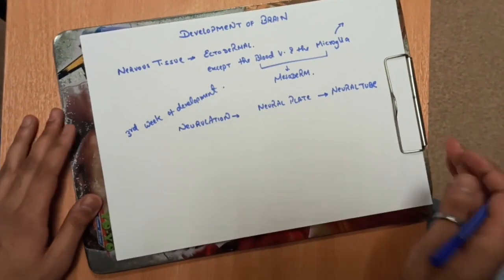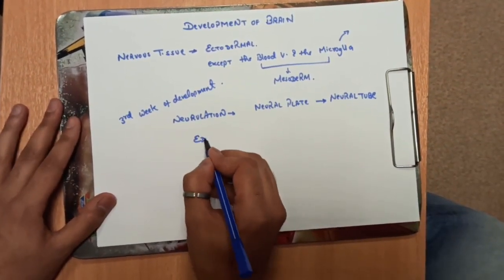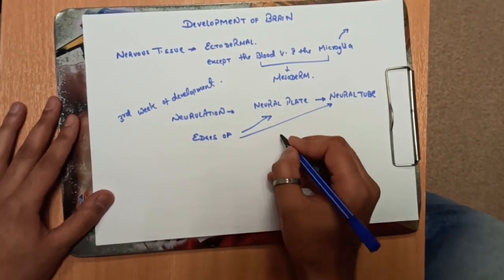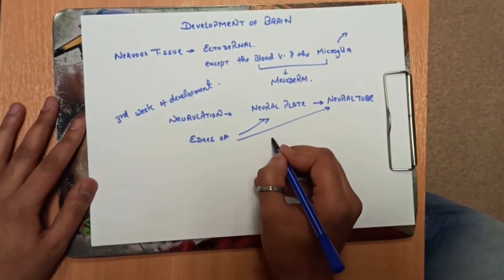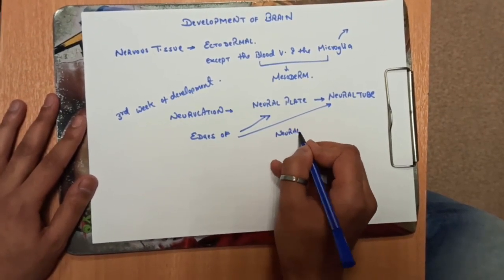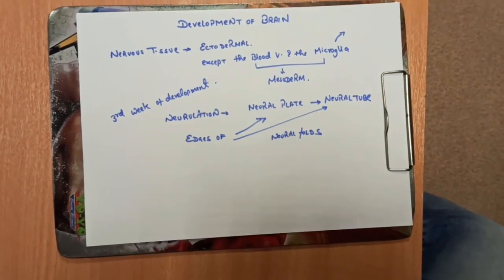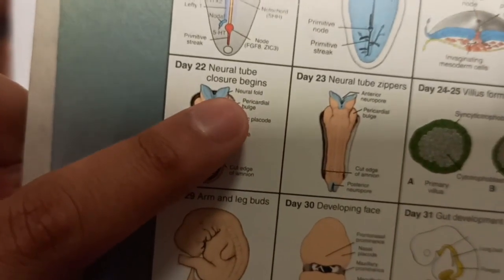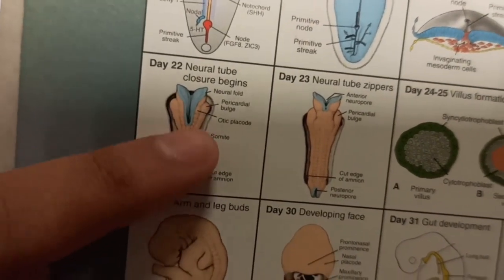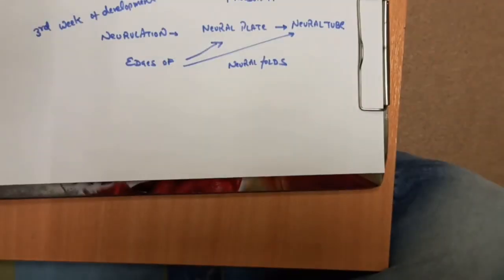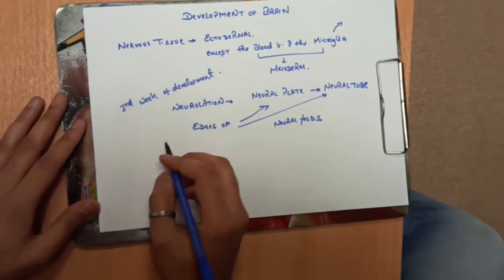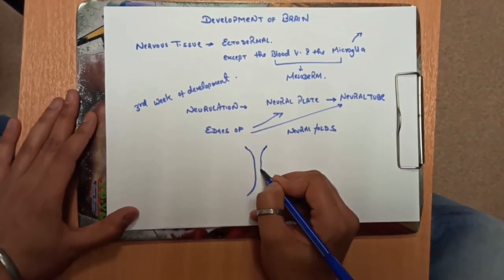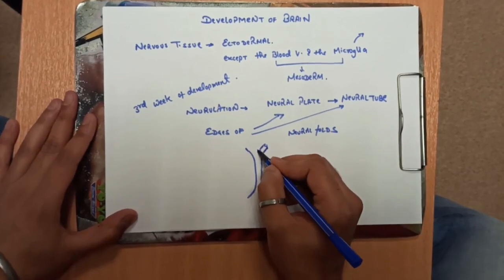Later on, as the development continues, the edges of the neural plate, or you can say the neural tube, result in the formation of small folds called the neural folds. Now in this diagram I will be showing you the neural folds. Here you can see these are the neural folds. So this is the neural tube and these are the neural folds. Now the neural tube is made just like this.